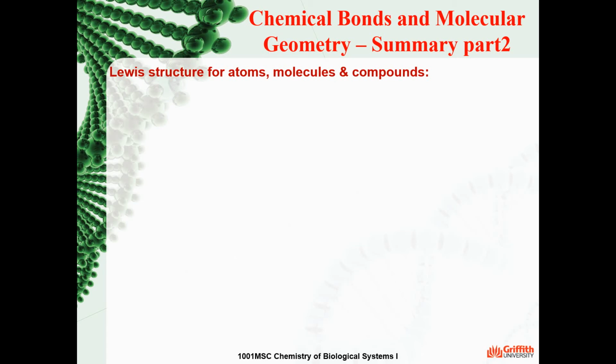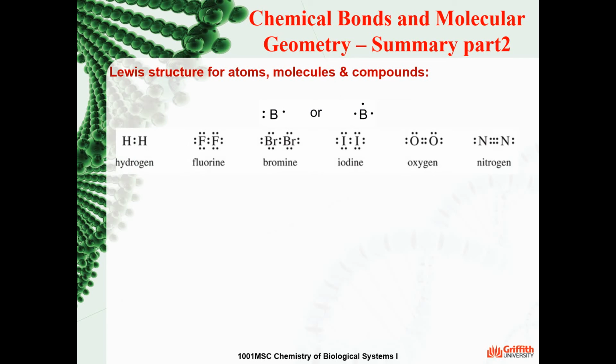We also covered Lewis structures for atoms, molecules, and compounds. So to draw a Lewis structure for an atom, we write the atom symbol and place the valence electrons around it. Take boron as an example. In molecules, we do similar steps and place pairs of electrons to represent the covalent bond. We said that we can draw a dash instead of the shared electrons to represent the bond. 2 dashes indicates double bonding, and 3 dashes indicates a triple bond.